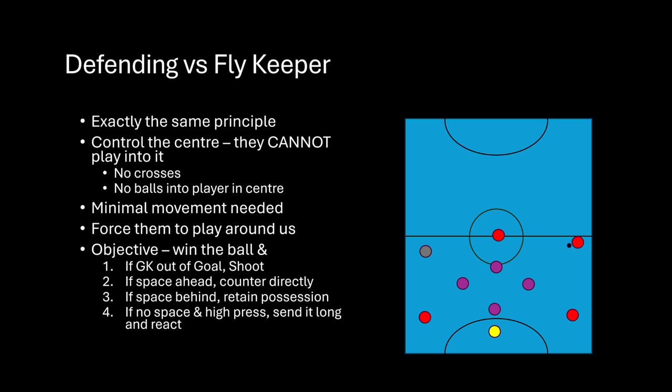and the goalkeeper is out of their area, our first thought must be shoot. We will get an opportunity to score. Otherwise, same principle. If the goalkeeper is in, or we don't think the shot's on, we counter directly. If we can't counter, we retain possession. If we can't retain possession, then we send it long as a 3-2 and we force them to react.